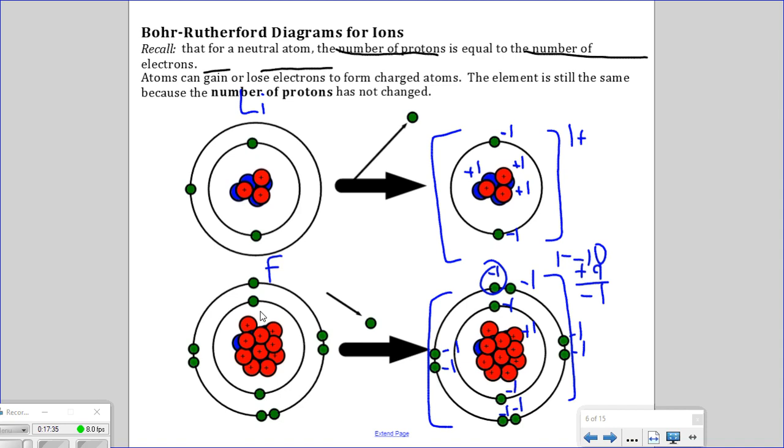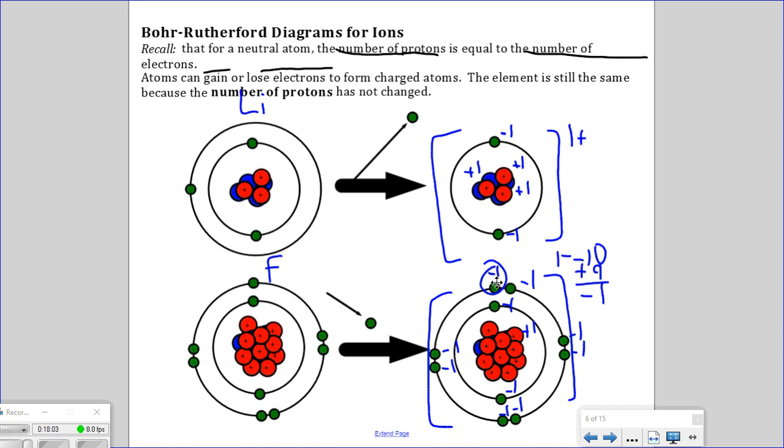In the case of fluorine, it could gain an electron and gain a negative charge. So when fluorine gains an electron and it has room for an electron in that second orbit, remember that second orbit can hold 8 electrons, and right now we have 7 electrons in there. So we have 2, 4, 6, 7. We can fit an 8th electron in there, so it can pick up an electron.